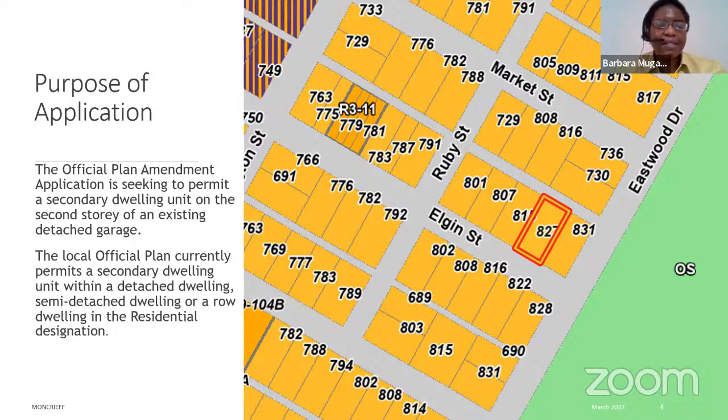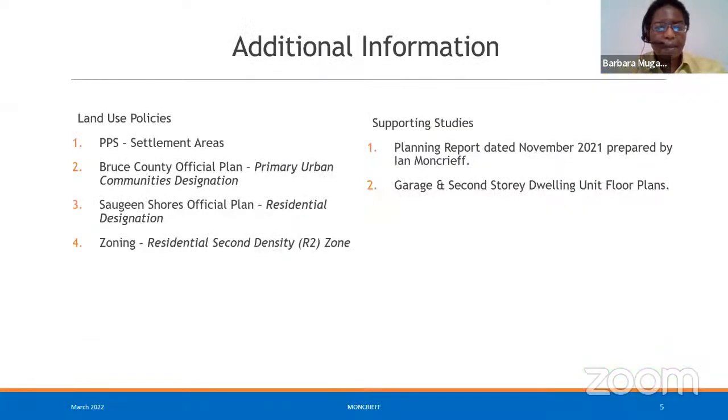The local official plan currently permits a 2nd dwelling unit within a detached dwelling, a semi-detached dwelling, or a row dwelling in the residential designation. The site is in Port Elgin, which is a settlement area, and in the provincial policy statement, settlement areas shall be the focus of growth and development. The provincial policy statement includes policy on providing adequate housing, specifically that planning authorities shall permit and facilitate all types of residential intensification, including additional residential units. The site is designated primary urban communities in the Bruce County official plan. That designation allows the full range of residential uses.